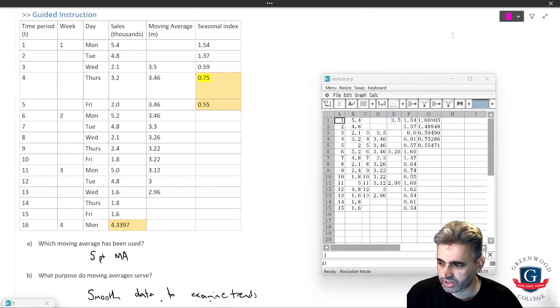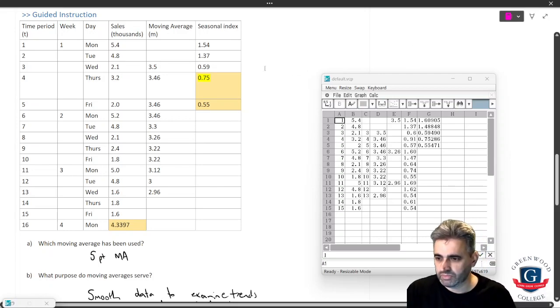Hi everybody, today we're going to have a look at a moving averages seasonal index type problem. Here's the data we've been given, some sales data, some moving average data, and we're going to pretend that we don't know these three values here. And we're going to find those out later.